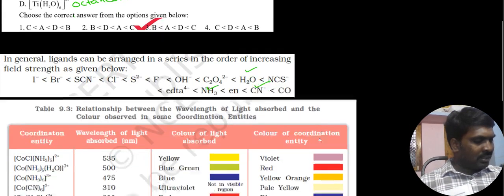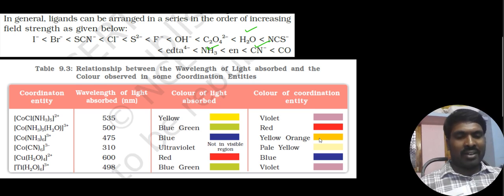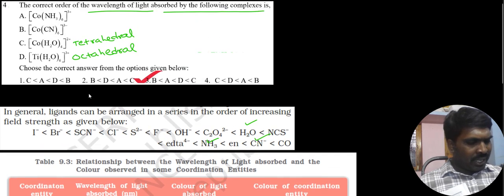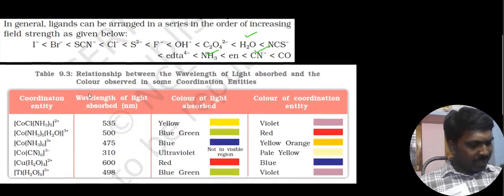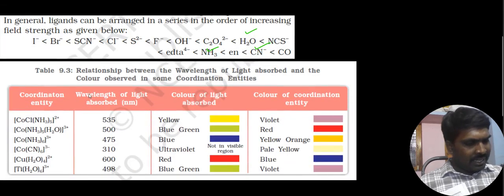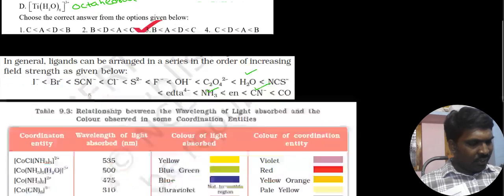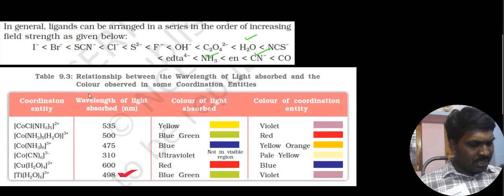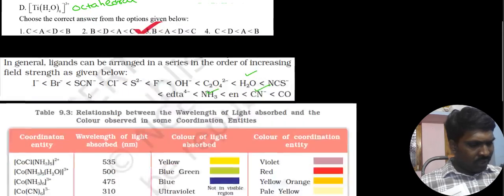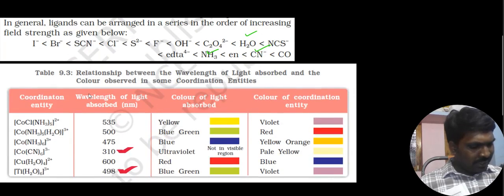And I provided complexes and their wavelengths from the NCERT textbook. It is very useful for you. Here you can observe what complexes are provided and their wavelengths: [Ti(H2O)6]3+ with wavelength 498, then [Co(H2O)4]2+, that complex is not there, and then [Co(CN)6]3- with 310.